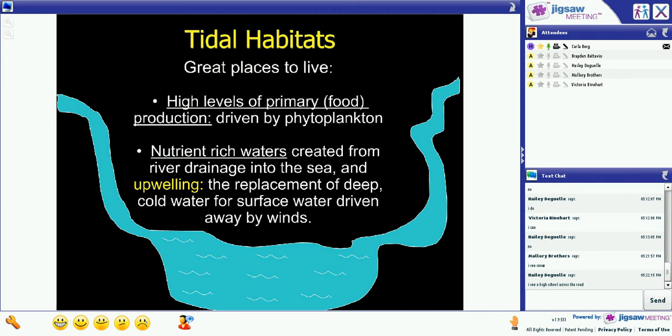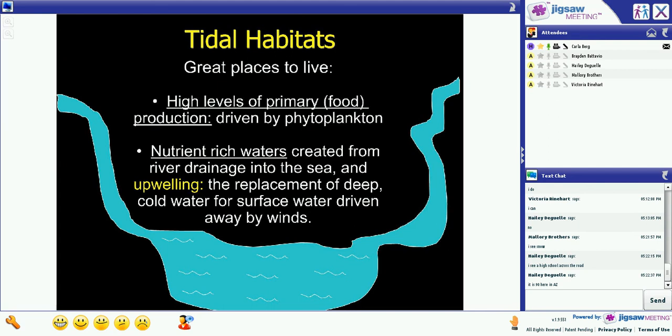Now, there are some plants, but there are also small microscopic things called phytoplankton. There are lots of phytoplankton that live in tidal habitats. They are the basis for the food chain. If you remember last week when we looked at the food chain and the food web of the polar ecosystem, we looked at organisms on the bottom, like the phytoplankton and the zooplankton, as well as animals on the top, like polar bears.